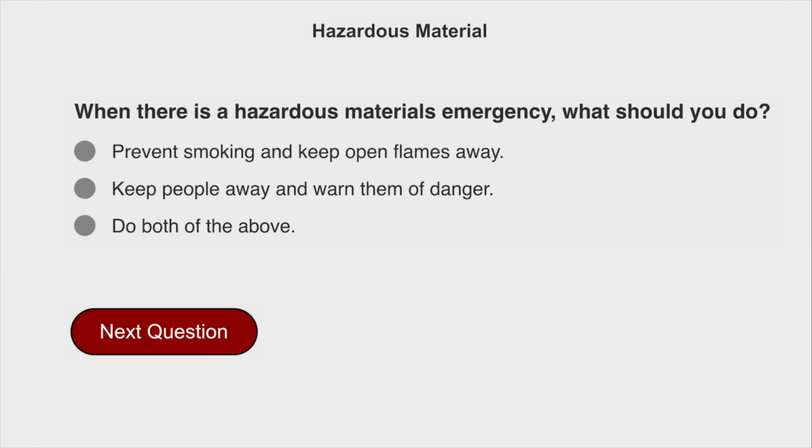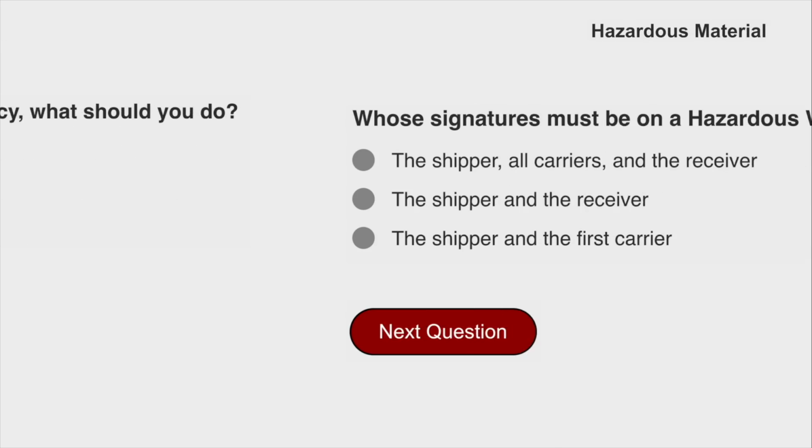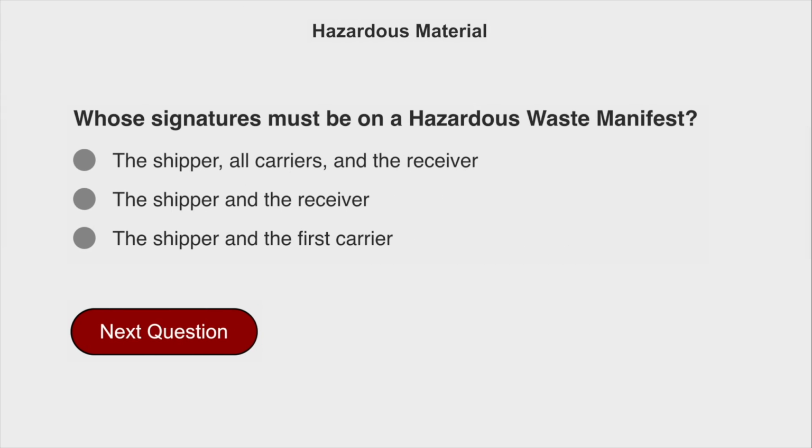When there is a hazardous materials emergency, what should you do? Do both of the above: prevent smoking and keep open flames away, and keep people away and warn them of danger. Whose signatures must be on a hazardous waste manifest? The shipper, all carriers, and the receiver.